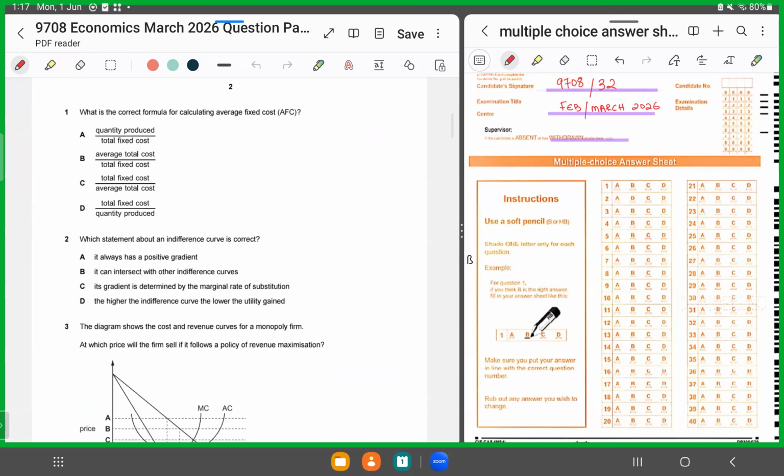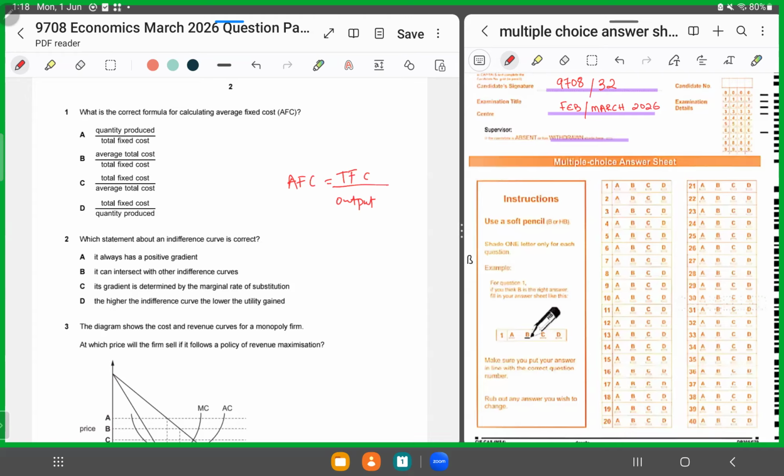MCQ number 1 asks us what is the correct formula for calculating average fixed cost. So now we know in order to calculate average fixed cost is total fixed cost divided by output or the quantity produced. So it's either output or the quantity produced in the denominator. Pretty simple. Let's look at the options.